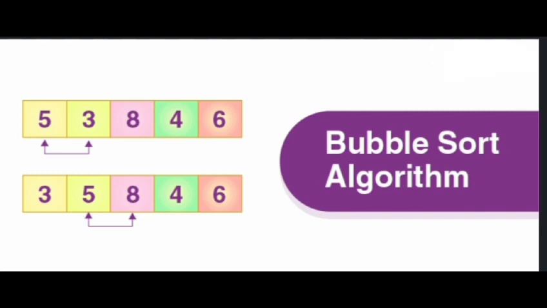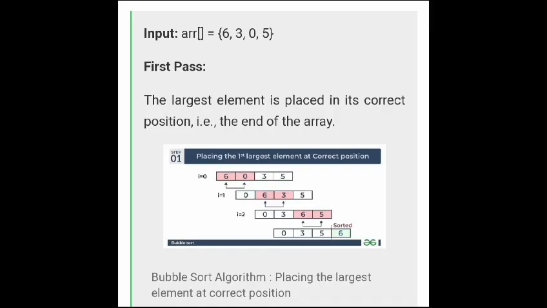So bubble sort is the simplest sorting algorithm that works by repeatedly swapping the adjacent elements if they are in the wrong order. This algorithm is not suitable for large data sets as its average and worst case time complexity is quite high. So let's see how bubble sort works with the problem statement.